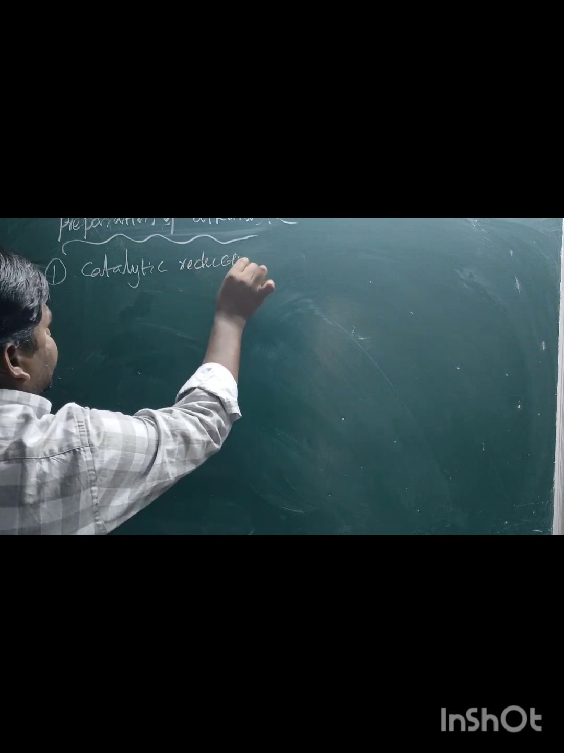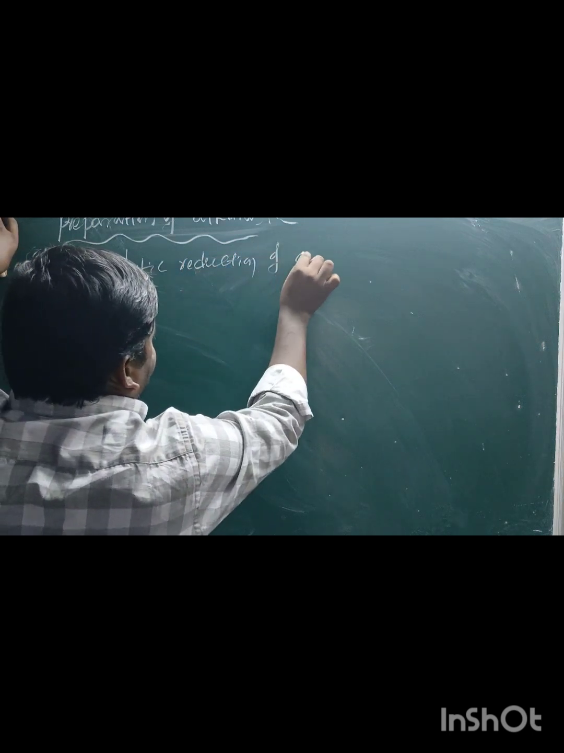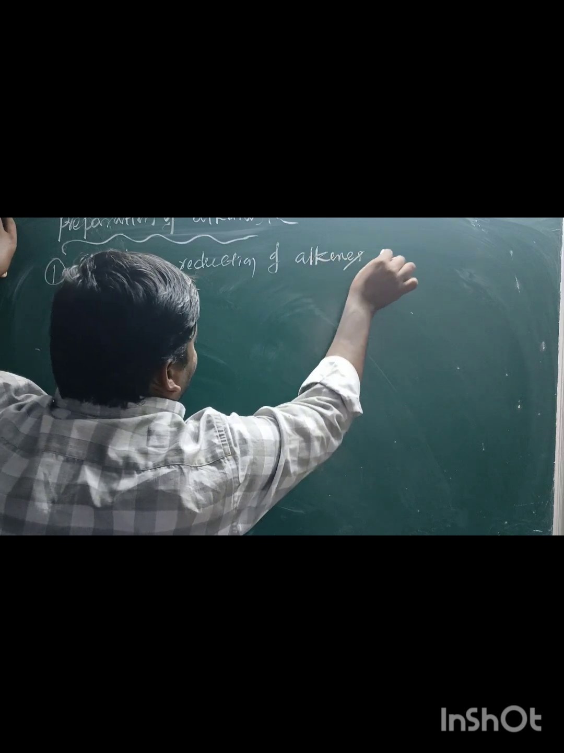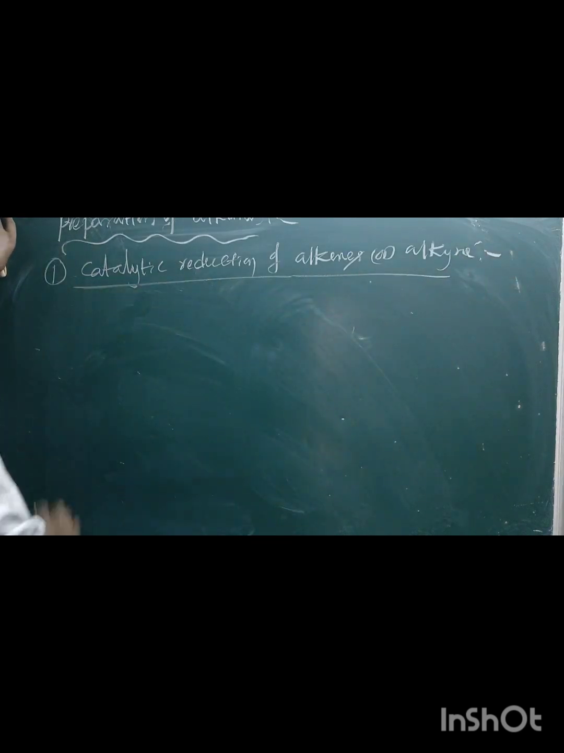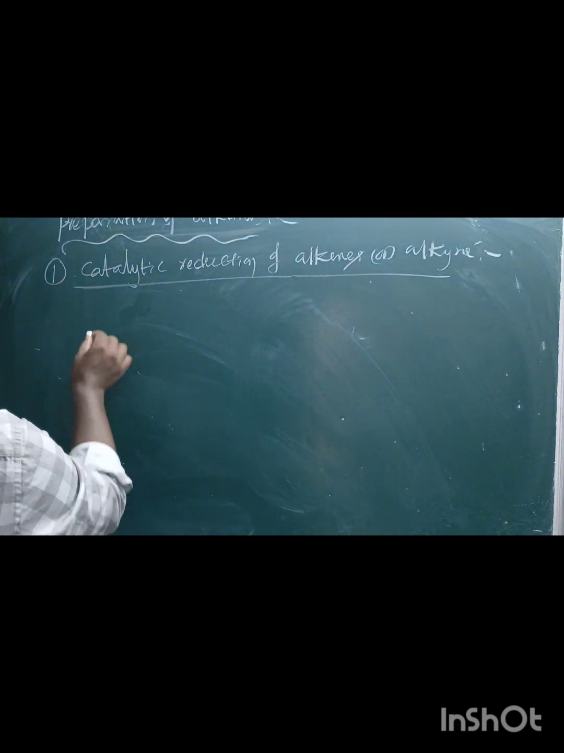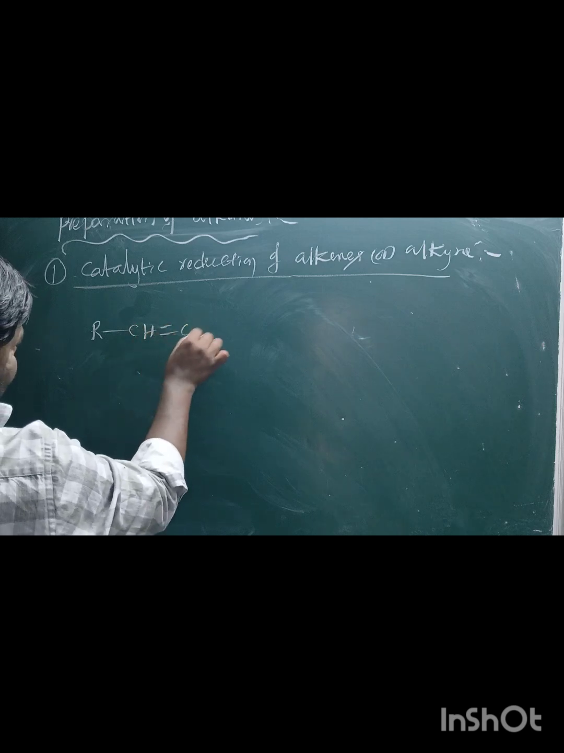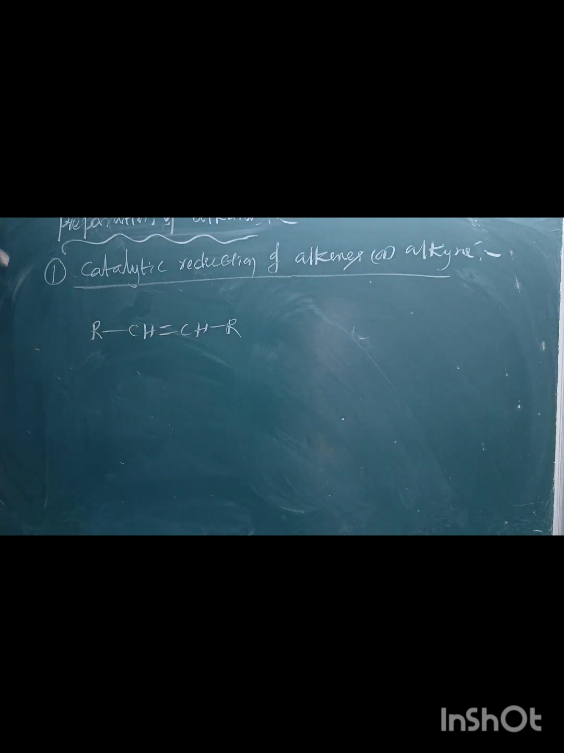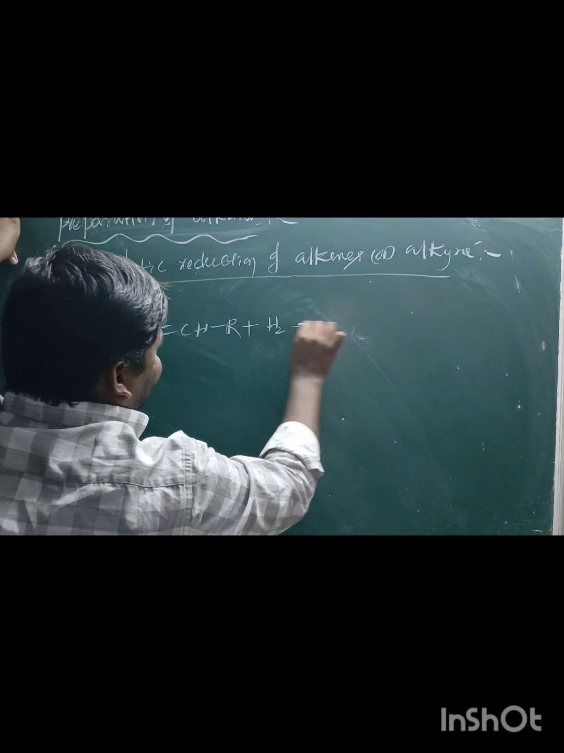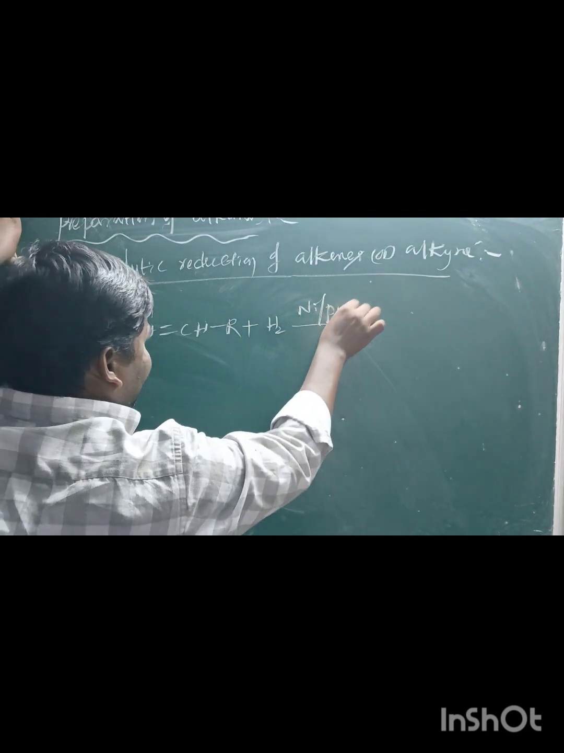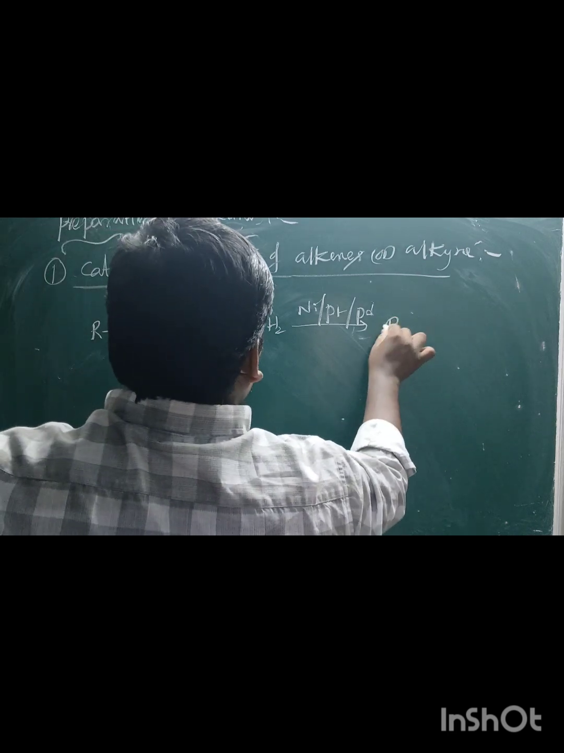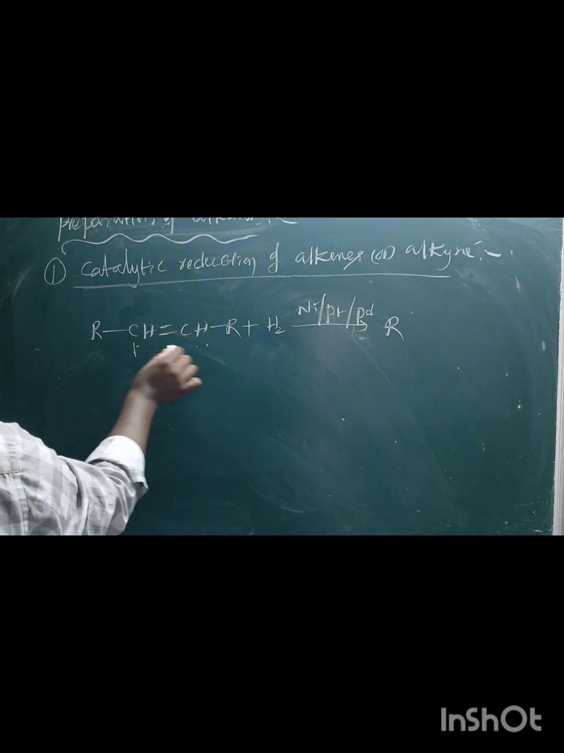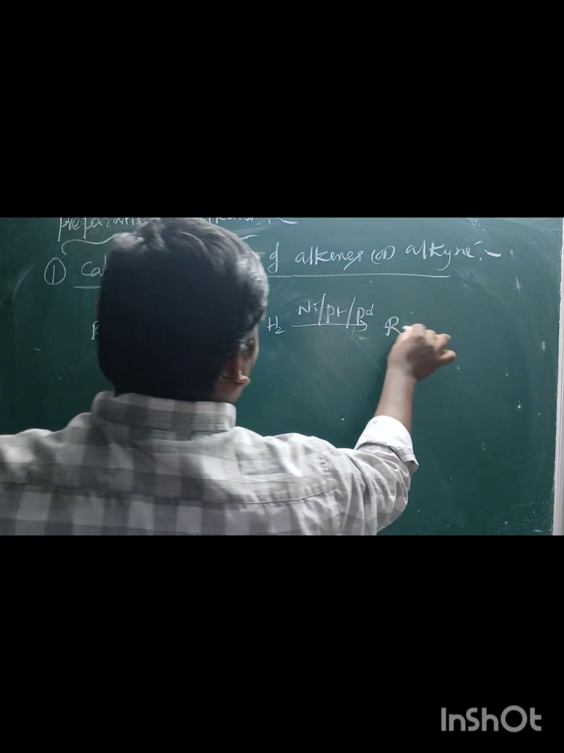Catalytic reduction of either alkenes or alkynes. Simply, from alkenes or alkynes we prepare alkanes. Here I am taking one alkene. This alkene is reacted with hydrogen in the presence of nickel, platinum or palladium, which act as a catalyst, to produce the respective alkane. Hydrogen is added across the double bond, and the double bond can be converted into a single bond.